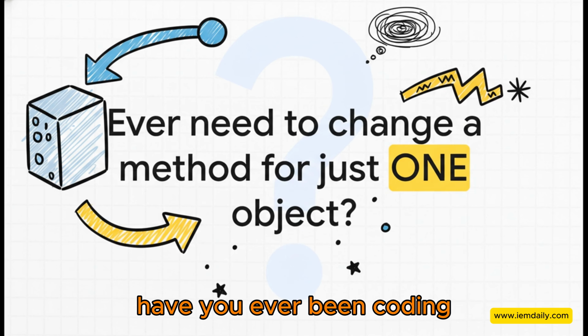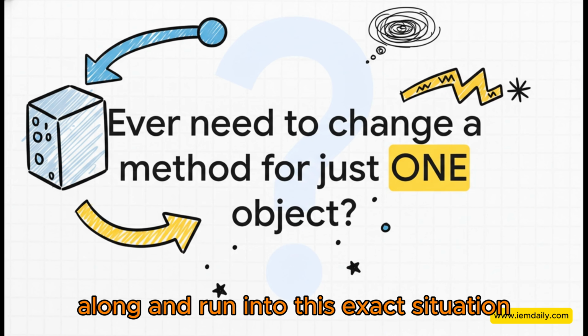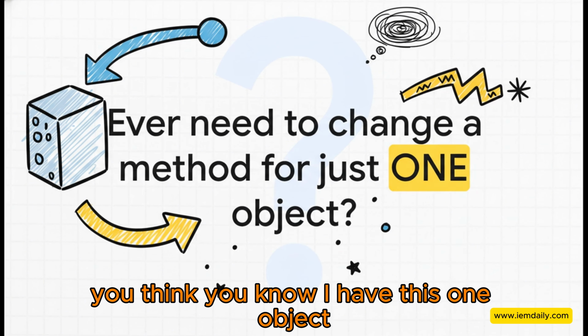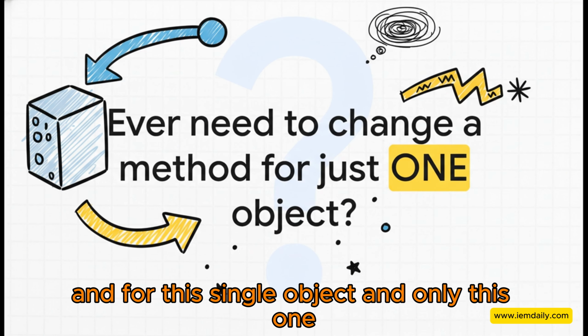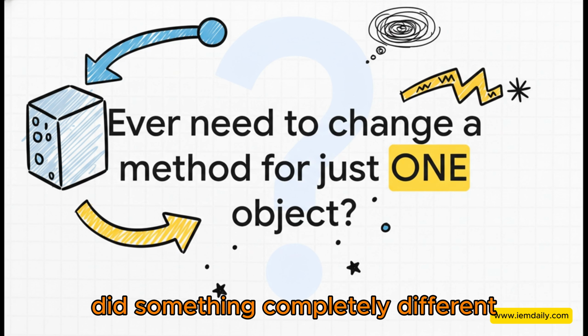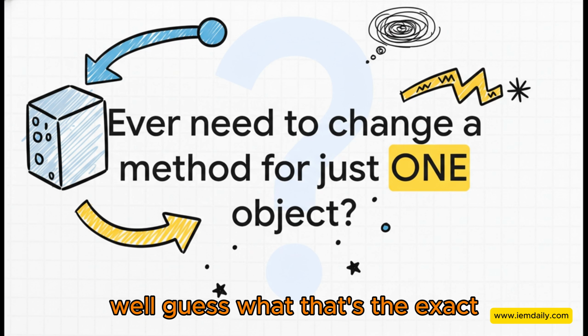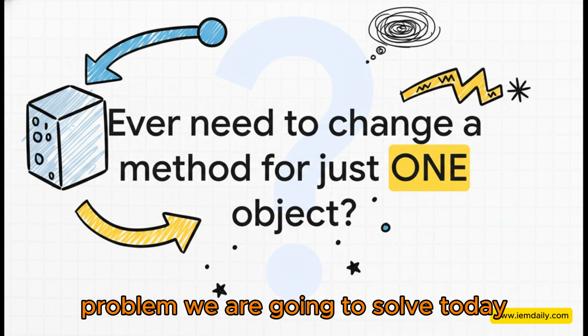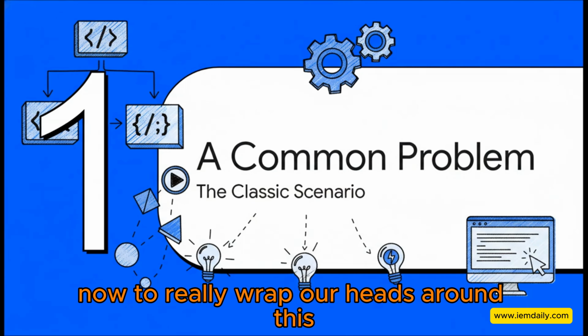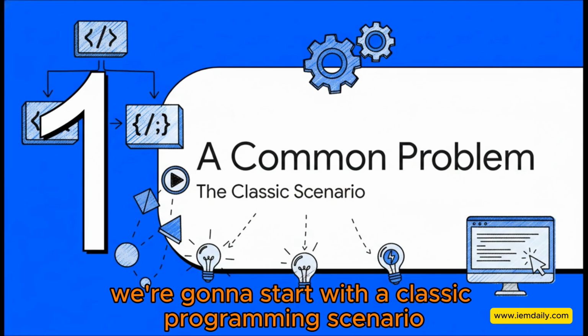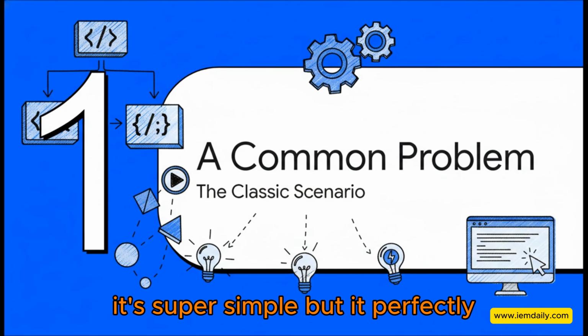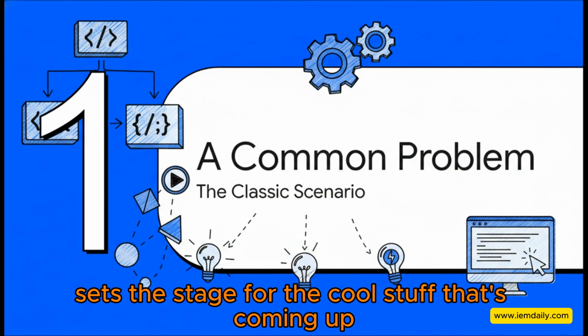Have you ever been coding along and run into this exact situation? You think, I have this one object, and for this single object, and only this one, I really wish one of its methods did something completely different. Well, guess what? That's the exact problem we are going to solve today. Now, to really wrap our heads around this, we're going to start with a classic programming scenario. It's super simple, but it perfectly sets the stage for the cool stuff that's coming up.